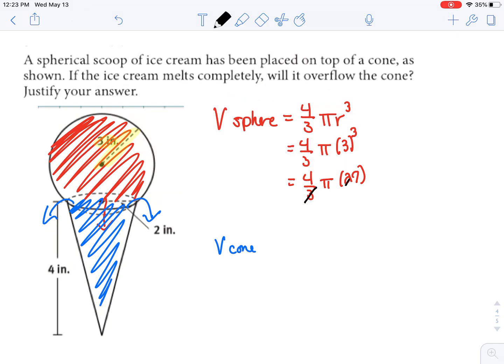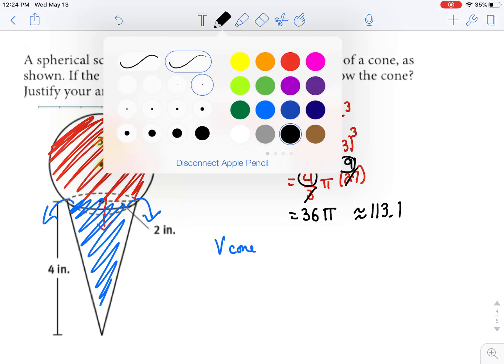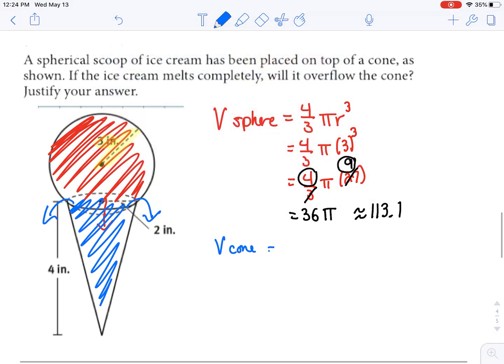3 cubed is the same as 27. I like to simplify, so I know that 3 goes into 27 9 times. And then I can multiply 4 times 9 to get 36 pi for the volume of my sphere. Now you can leave it in this form, or you can get the decimal. 36 pi is approximately 113.1.